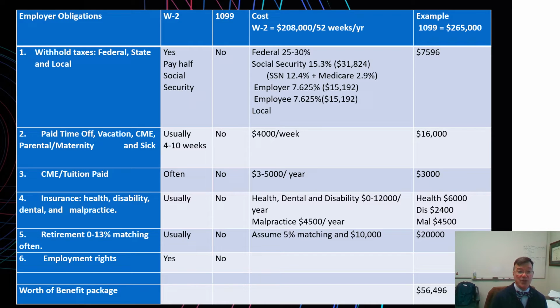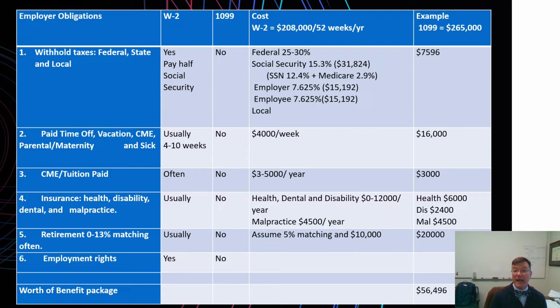Most of the time as well, you will get some paid time off, and usually the minimum is 4 weeks. I've seen as many as 12 weeks. It just depends on how generous and what the income is. And so I took an average of 4 weeks here, and the W-2 salary that I put on top is $208,000. That's $4,000 a week. So it made the math easy for me.